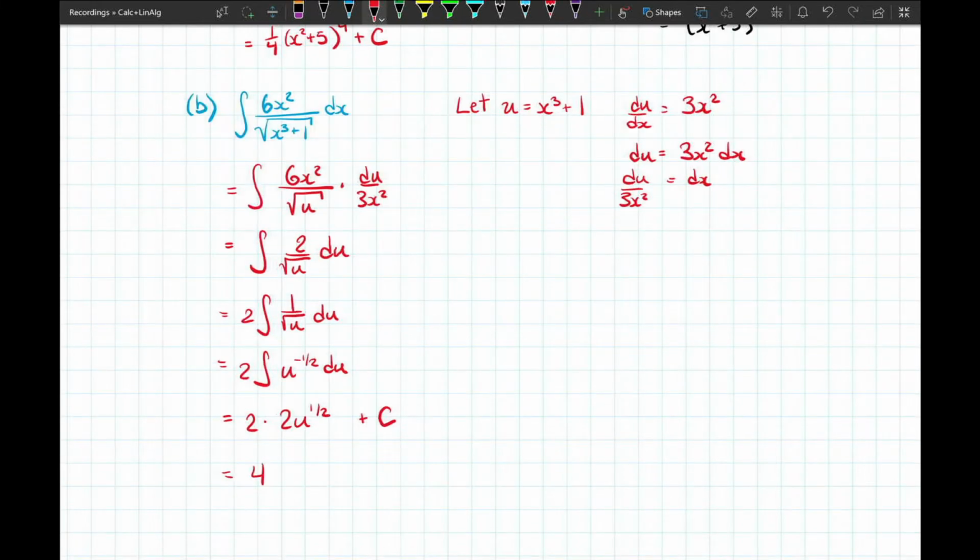And then our final answer can be written as 4 times the square root. Replacing u equal x cubed plus 1 back in, we end up with the square root of x cubed plus 1 plus c. And again, you can check your answer here using differentiation and see whether or not we get our 6x squared over the square root of x cubed plus 1.